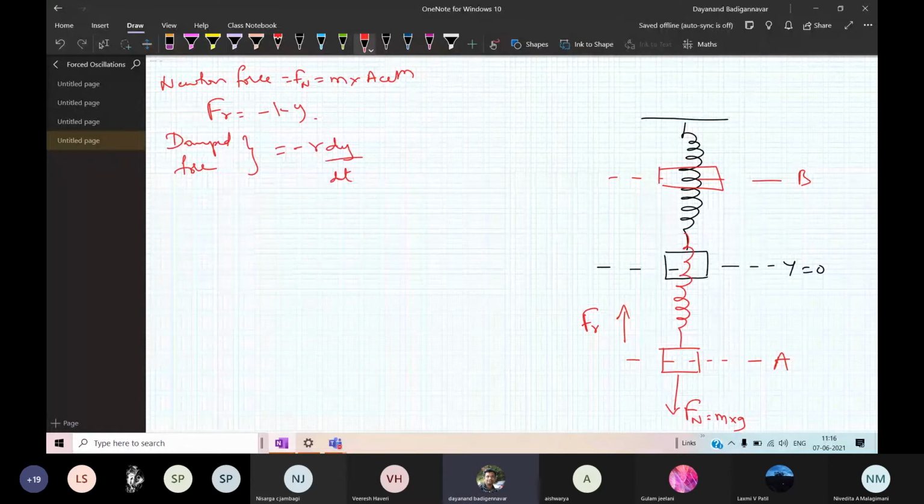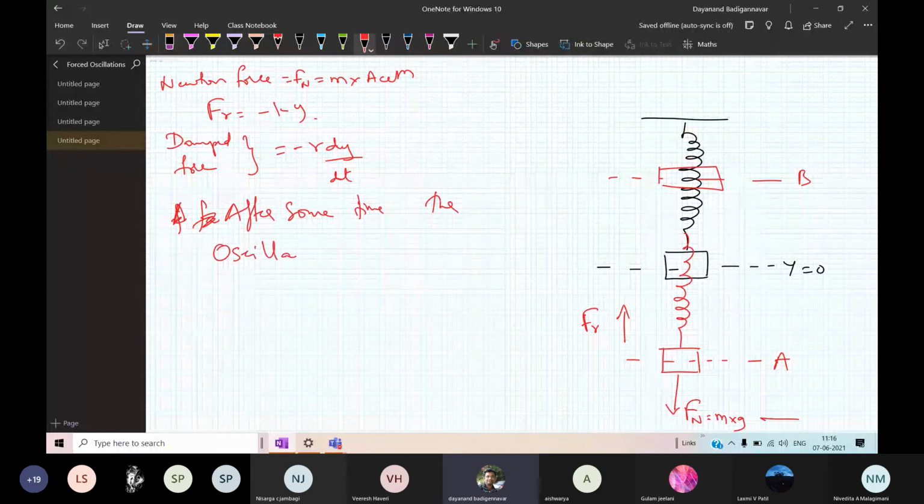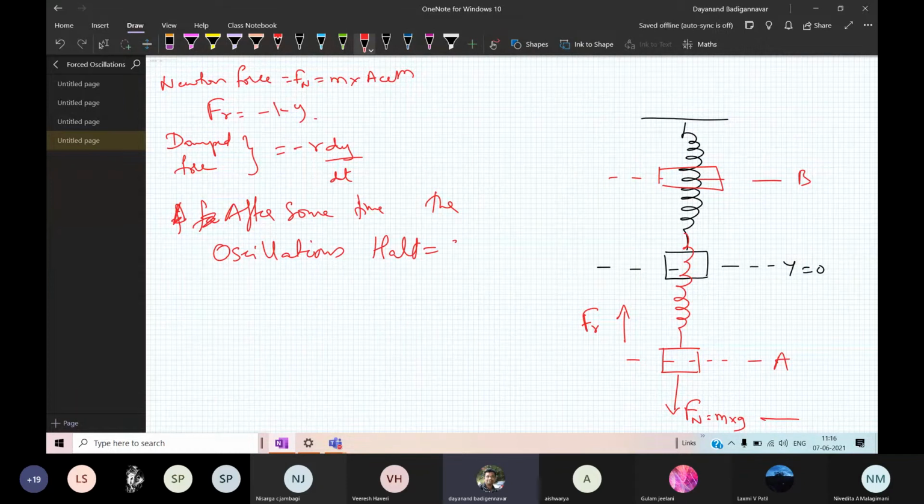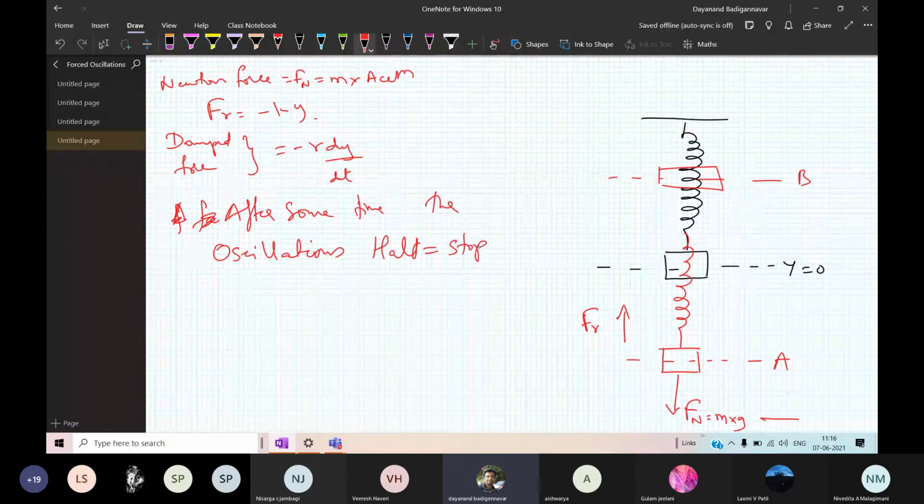Got it. Now after some time, what happens? Once you excite it, it is going to oscillate between A and B, and after some time it will come to halt. Keep in mind, after some time the oscillations halt. Halt means what? Stop. Why is it stopping? It is stopping because of the damping that is present.